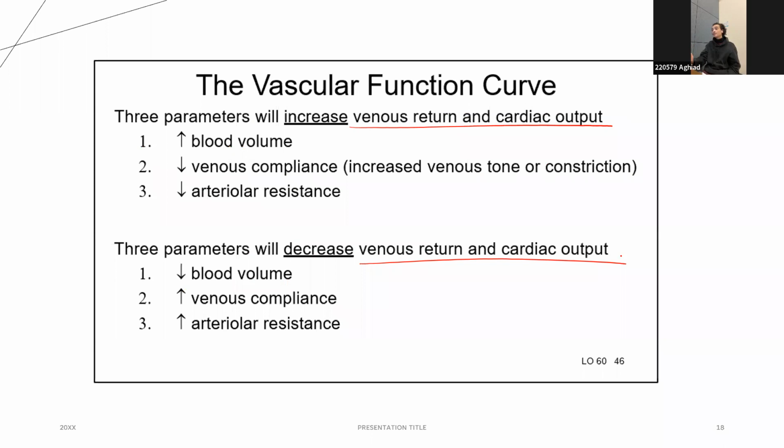Okay, so the parameters that will increase venous return would be an increase in blood volume. That will increase the pressure in the veins as well, right? So now the venous return increases, obviously. Decreased venous compliance, and that means basically that the veins aren't stretching. They're not being compliant to the pressure that is applied to them by the blood. And decreased arteriolar resistance.